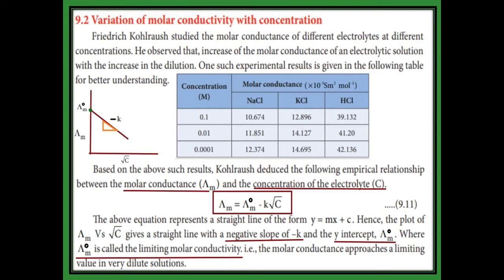When the concentration decreases, the molar conductance value increases. And how can you decrease the concentration? By adding water. Adding water is called dilution. So in a very dilute condition, the concentration decreases, and at that time the molar conductance value increases and reaches some highest point. That point is called the limiting molar conductivity. You see that graph; from the graph you can understand the points.